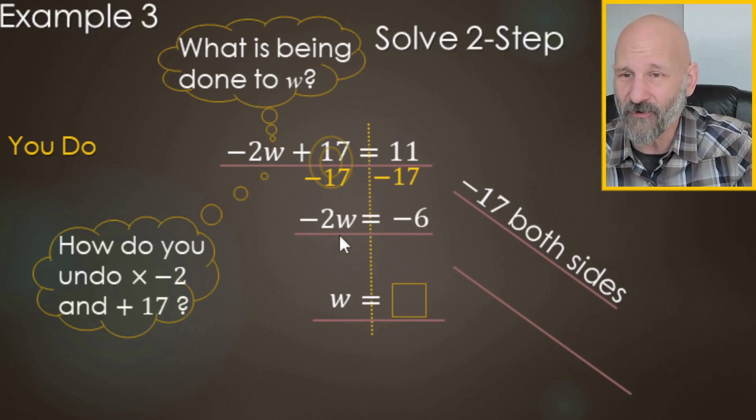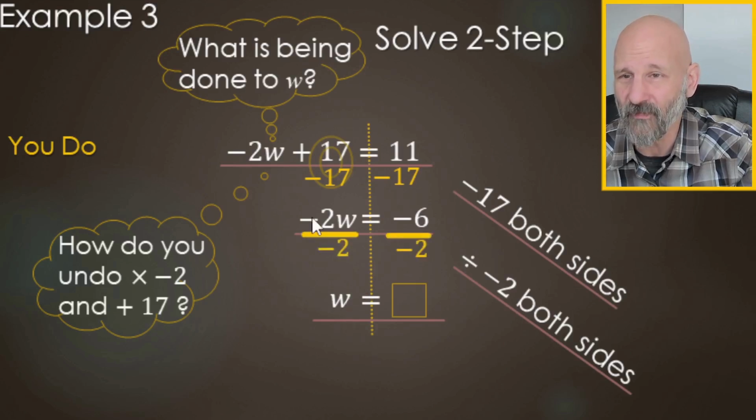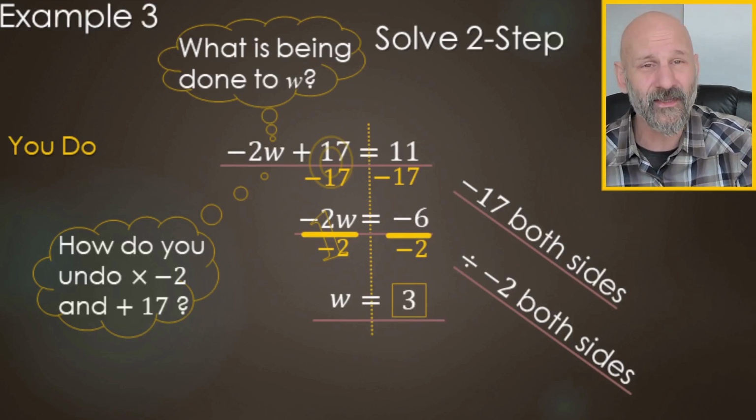And now we have negative 2w. We just want w, so we're going to undo this times negative 2 with a divide by negative 2 to both sides. So dividing by negative 2. Negative 2 over negative 2 is 1w. There's 1w there. Negative divided by negative is positive, so we know our answer will be positive. And then we just do 6 divided by 2 makes 3. So 3 is the value for w that makes the equation true.